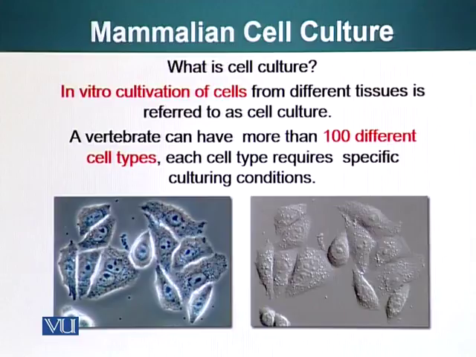In vitro cultivation of cells from different tissues is basically referred to as cell culture. Vertebrates, for example, can have more than 100 different cell types. Each cell type generally requires specific culturing conditions.